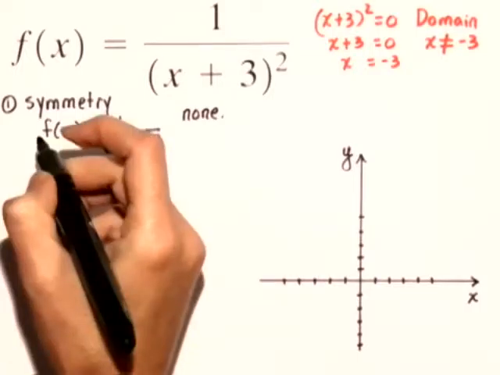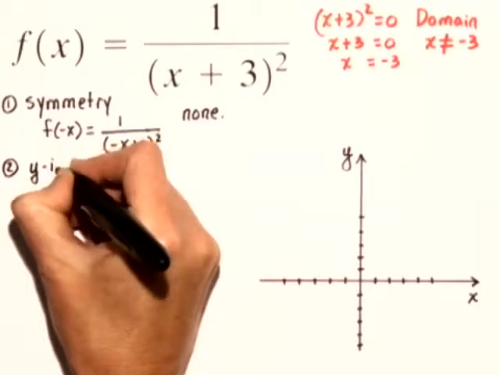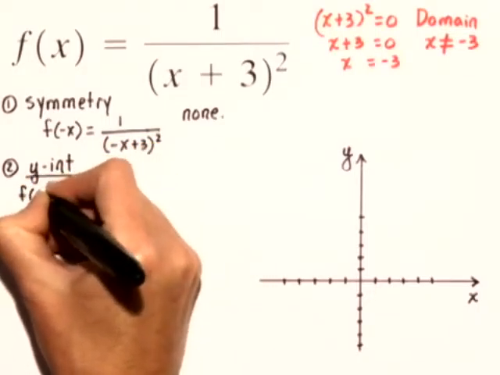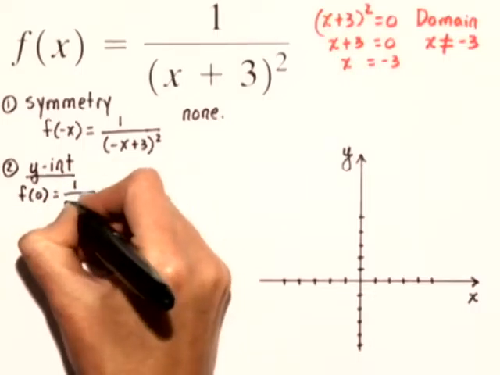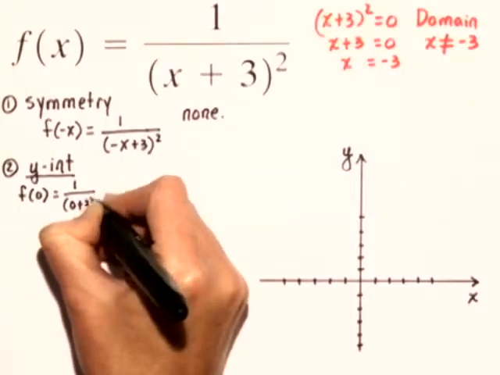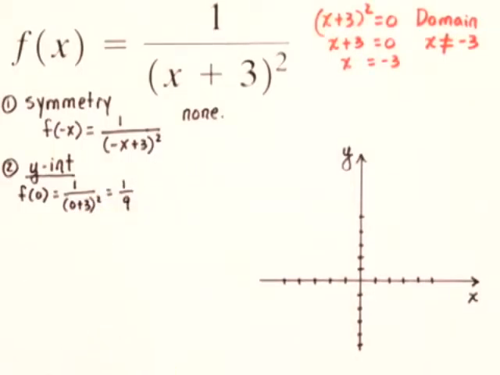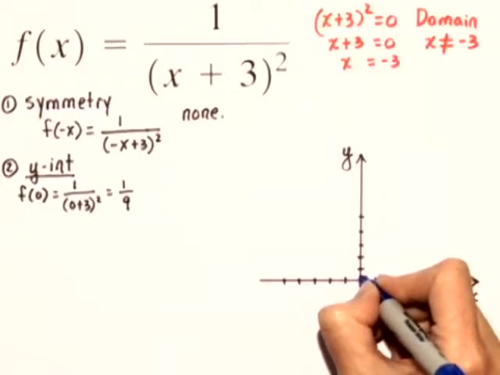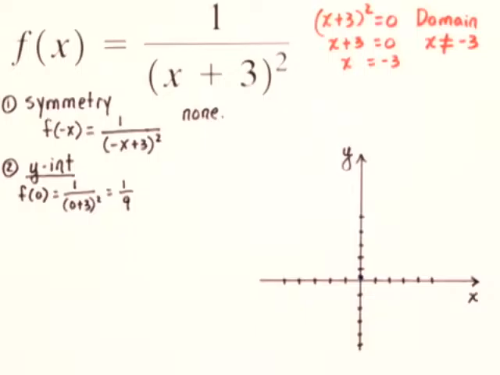Now let's move on to step 2. In step 2, we want to find the y-intercept. We find the y-intercept by letting x equal 0. So that's just the same as finding f of 0, which in this case is 1 over the quantity 0 plus 3 squared, which gives us 1/9. So we know, first of all, that we have a y-intercept of 1/9. So let's go ahead and plot 1/9 close to the x-axis on the y-axis.